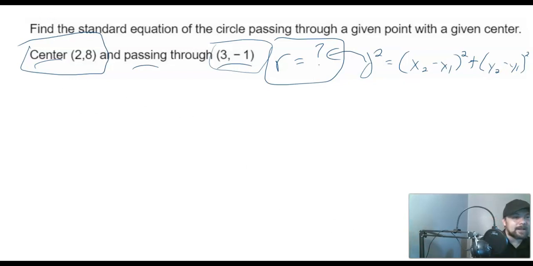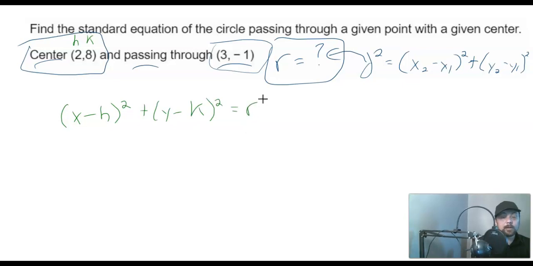But here's the way I like to approach it. I like to actually find the radius within the progress of the problem. We already have the center, which is h and k. Let's just go ahead and plug that into our formula, right? So here is the circle, right? This is the formula for the equation of a circle. Let's just go ahead and plug those values for h and k into this formula. So use what you already have, right?